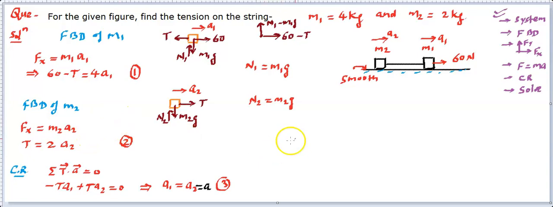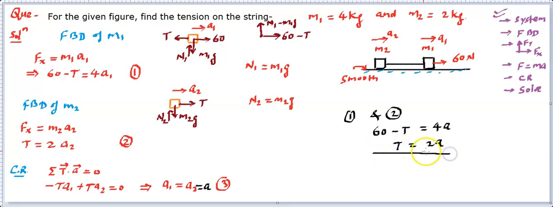So for the first and second, they will be like this: 60 minus T is equal to 4a, and T is equal to 2a. Now what to do? You can add, subtract, or do whatever you like with them to get whatever value you want. If you want a, add them. If you want T, divide them. It will work. So let's add them.